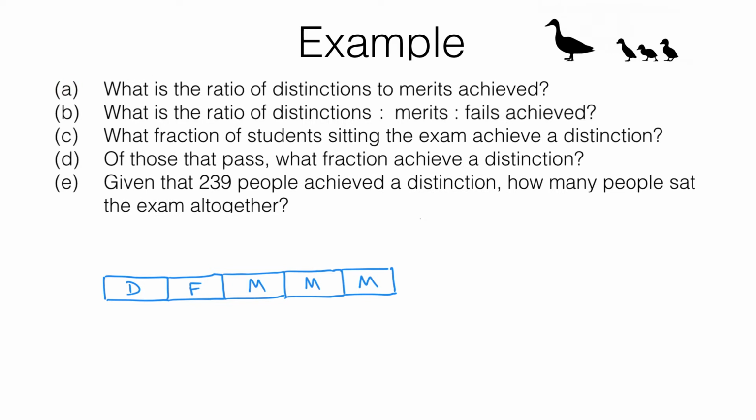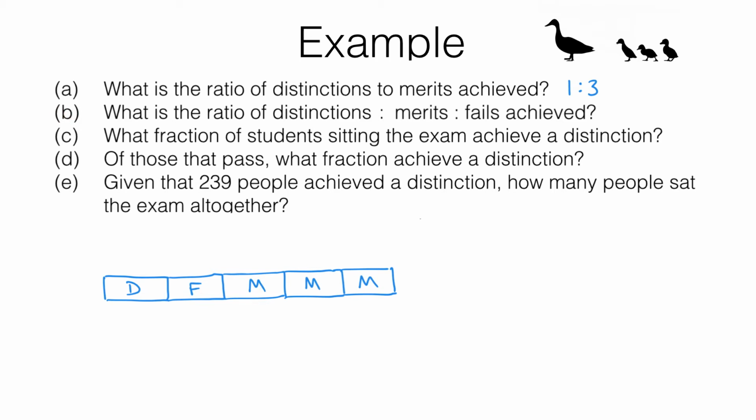Let's start with A. What is the ratio of distinctions to merits achieved? Well, we can see from the diagram, for every one of these distinction boxes, we've got 3 boxes for merits. So distinctions to merits is 1 to 3.